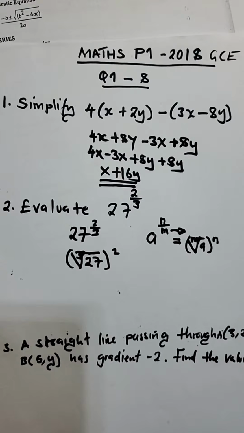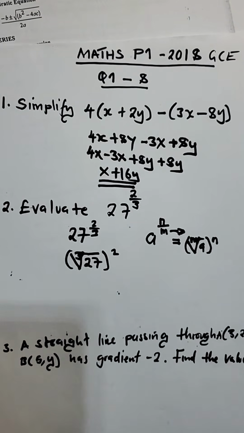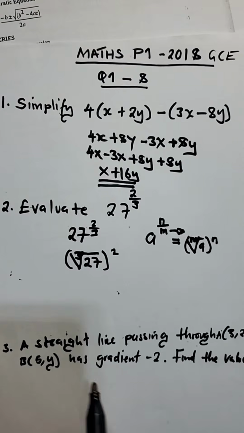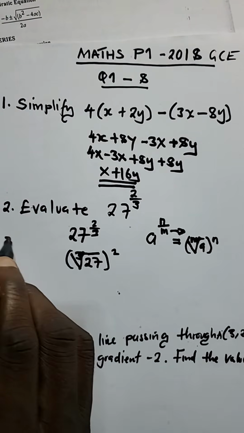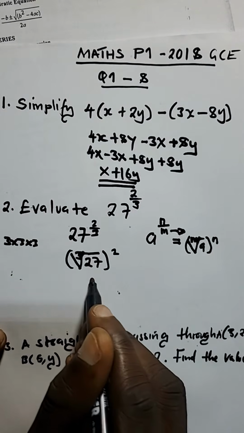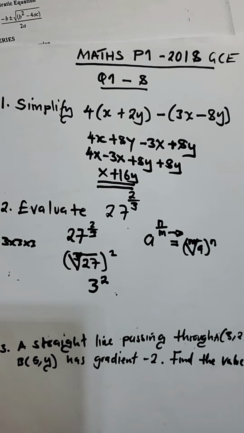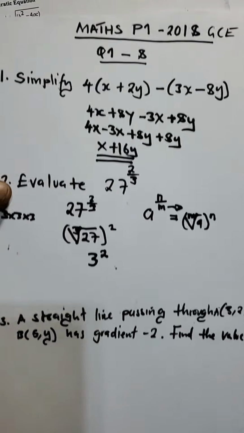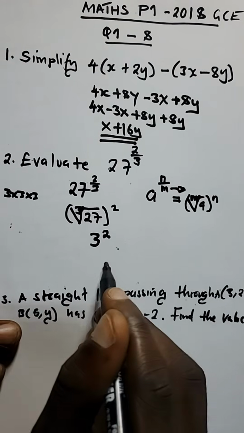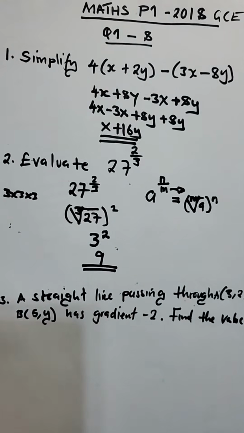Now, the cube root of 27 means look for a number which, when you multiply it by itself 3 times, should give you 27. You know that number is 3, because 3 times 3 times 3 is 27. So the answer here is 3 to the power 2. 3 to the power 2 is just 3 times 3, which is just 9. This is the answer to question 2.